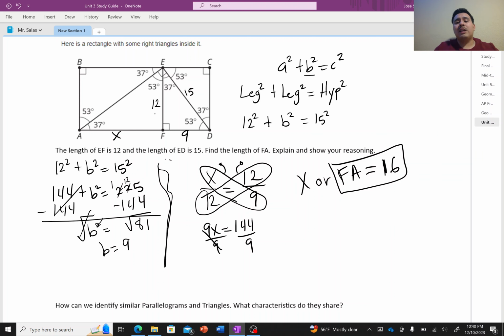It says explain and show your reasoning. Well, the work is the explanation. The work is your reasoning. So there is nothing for you to write out as far as a sentence goes. You can say the length of FA is 16 units, if you want to write out a sentence.